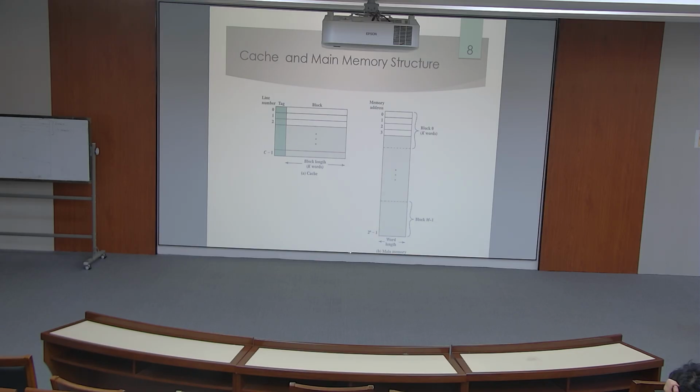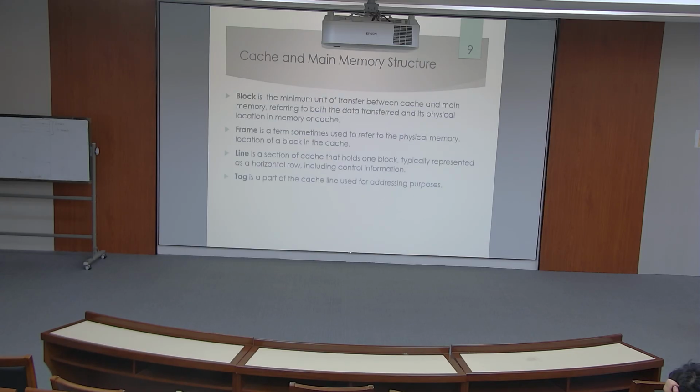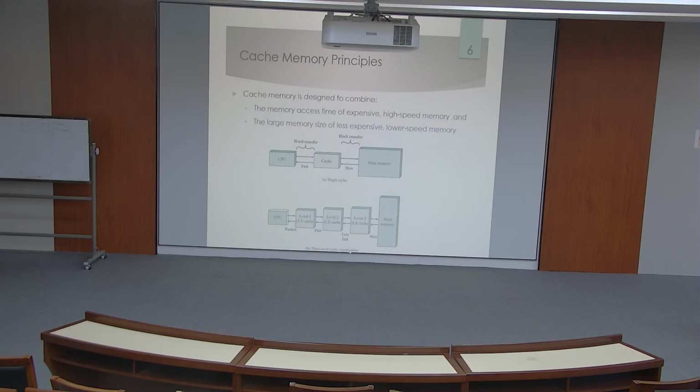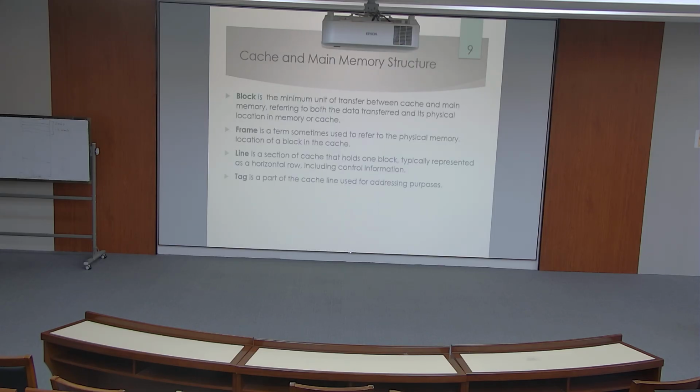So we're gonna define the following terminology, which can help us to understand the length of the cache memory structure. We have a block. A block here, you can see, is the minimum unit of transfer between the main memory and the cache memory. This is the block we are talking about. Then next we have a frame, which is a term that we do use sometimes to indicate the physical location of a block in the cache.